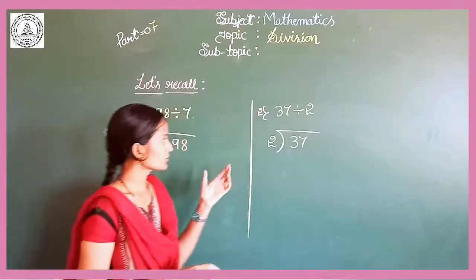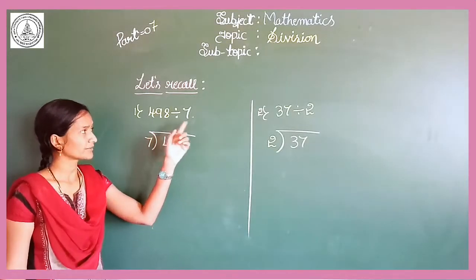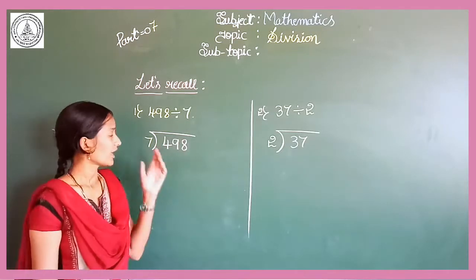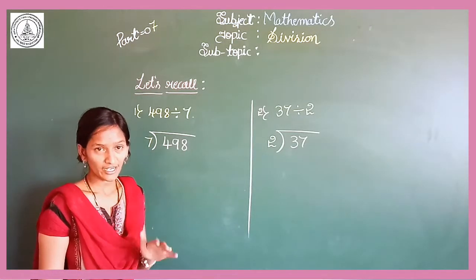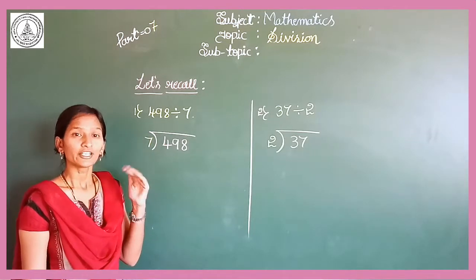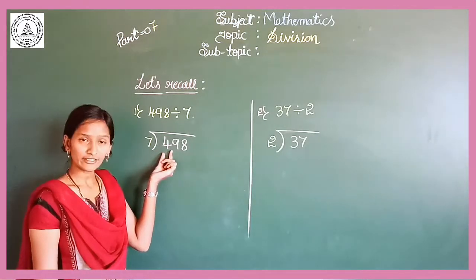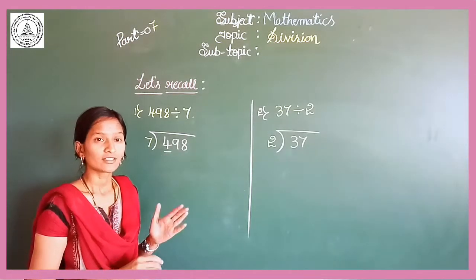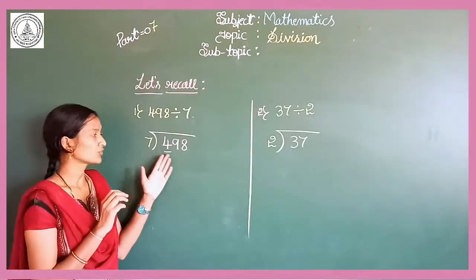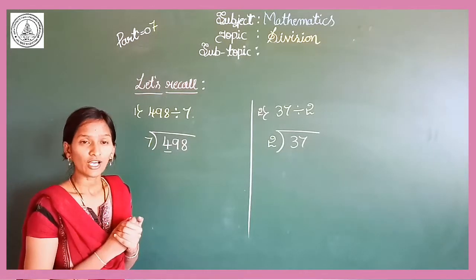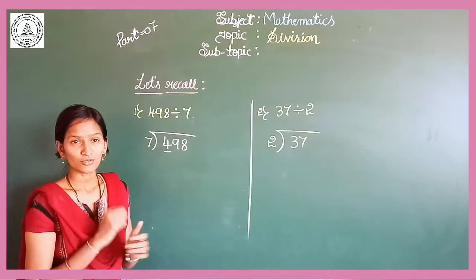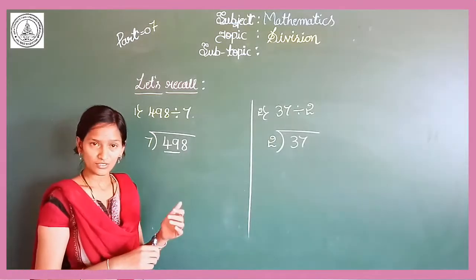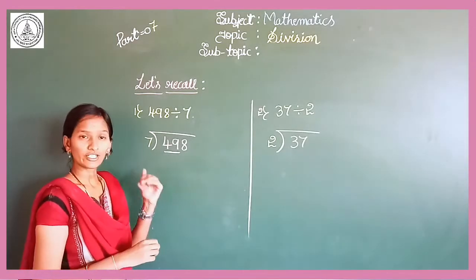See here, the first problem is 498 divided by 7. In this given problem, this 498 is the dividend and this 7 is the divisor, right? The next step is to divide the numbers in the hundreds place. In the hundreds place, here is a 4. But compared to the number 7, this 4 is a small number, so we cannot divide this number. What can we do? We can take the tens place number also. See, now it is 49.